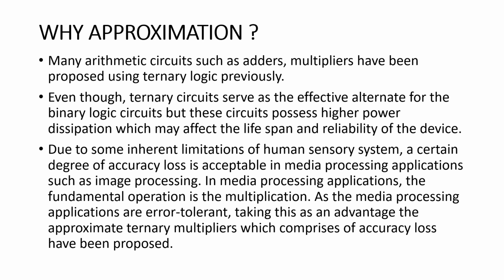So what is the use of these approximate multipliers? They can be used in digital image processing where a degree of accuracy loss is acceptable. That is, our human sensory system tolerates a certain degree of accuracy loss. We can't identify minute changes in pictures with our human senses. In media processing applications, the fundamental operation is multiplication. As media processing applications are error tolerant, taking this as an advantage, we tried to design a ternary approximate multiplier with reduced hardware which acts as an accurate multiplier.